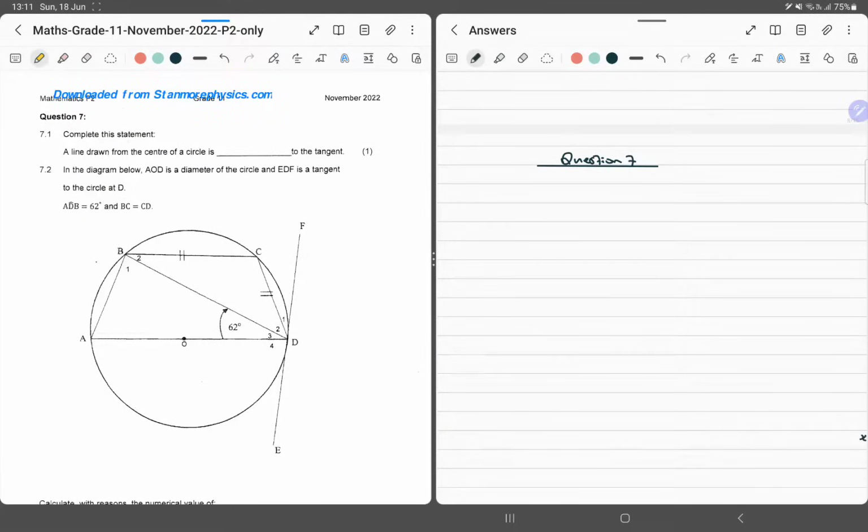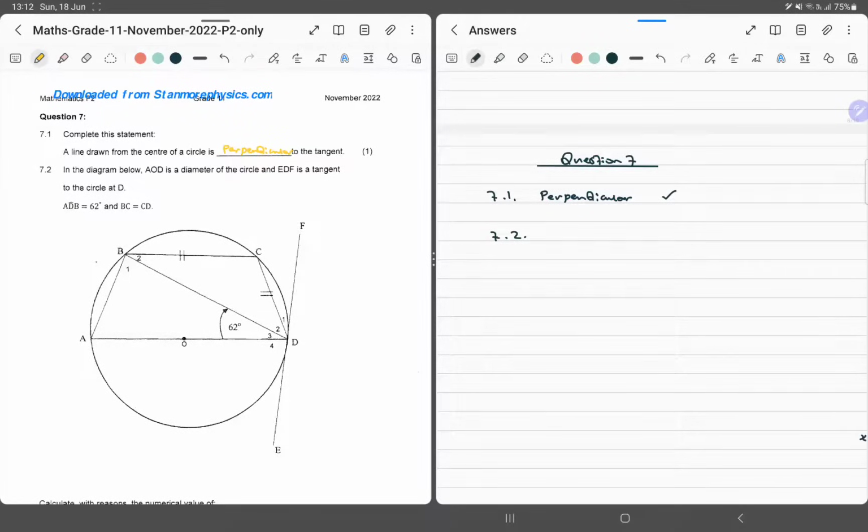7.1 says, complete the statement. A line drawn from the center of a circle to the tangent is perpendicular. So to answer 7.1, we'll just say perpendicular. That is basically the story.